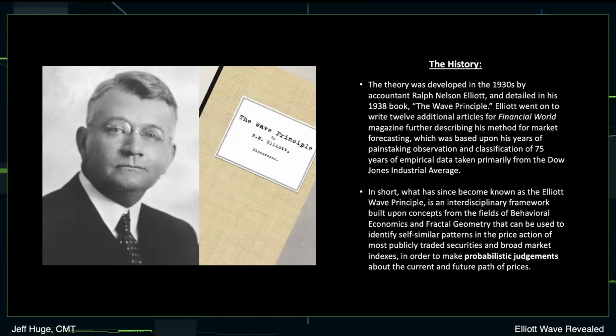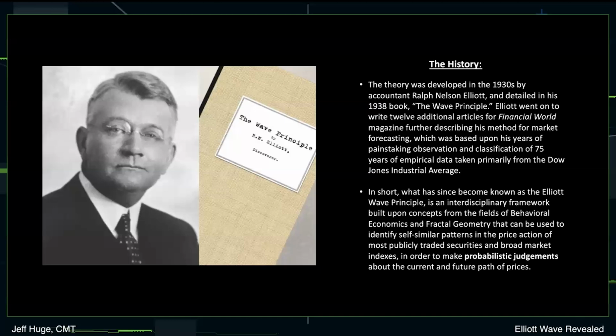And I believe he wrote as many as 12 additional articles for a publication known as Financial World Magazine, where he really got into the depth and detail of his method for market forecasting, and which really took these painstaking observations and the classification of this 75 years of empirical data and laid it out in no uncertain terms as to how to forecast the stock market using his strategy.